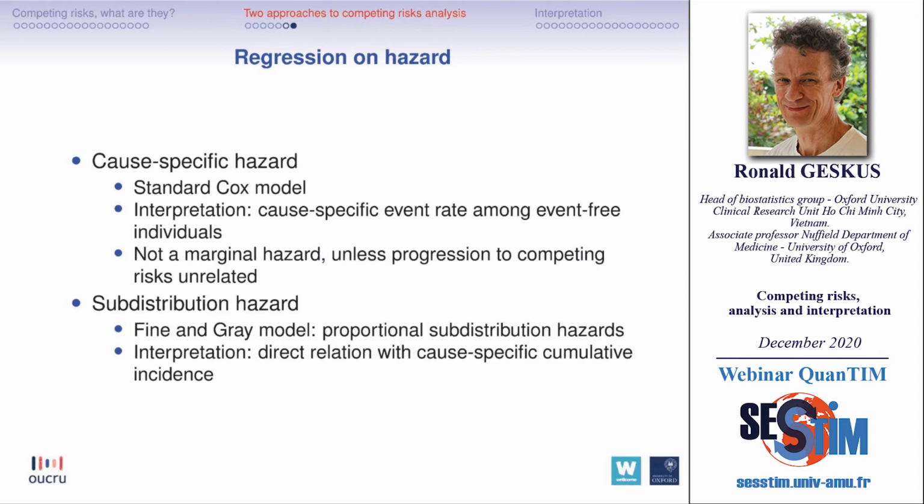The subdistribution hazard, and a specific case of this is the Fine and Gray model, which is not a proportional Cox model, but a proportional subdistribution hazards model. In a subdistribution hazard approach, individuals remain in the risk set. The nice thing about the subdistribution hazard is that what you obtain from your Cox model has a one-to-one relation with what is obtained on the cumulative scale with respect to the risk. And this is not the case with the cause-specific hazard. I will come back to an example of this in a moment.